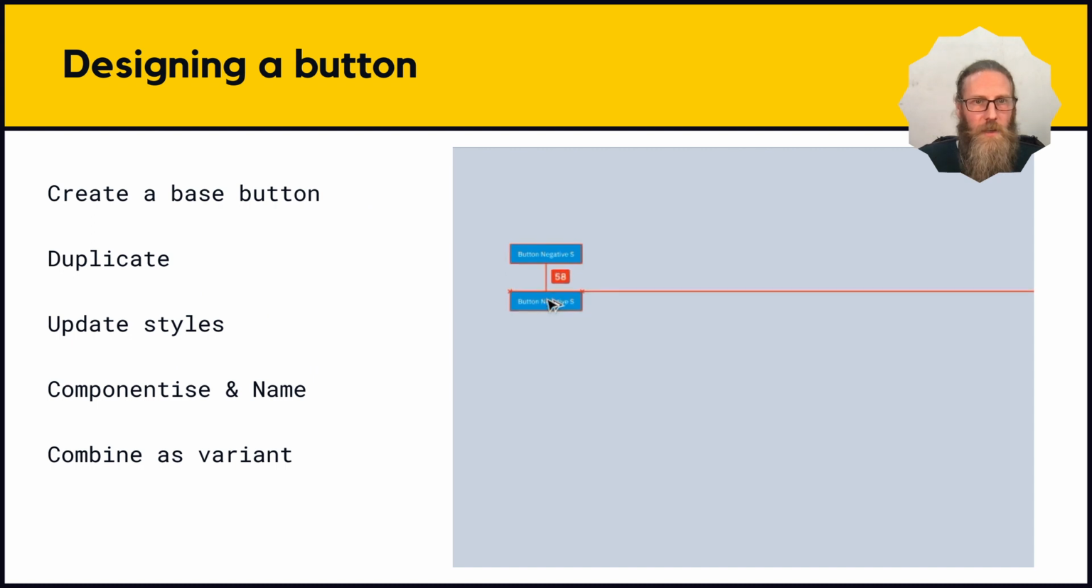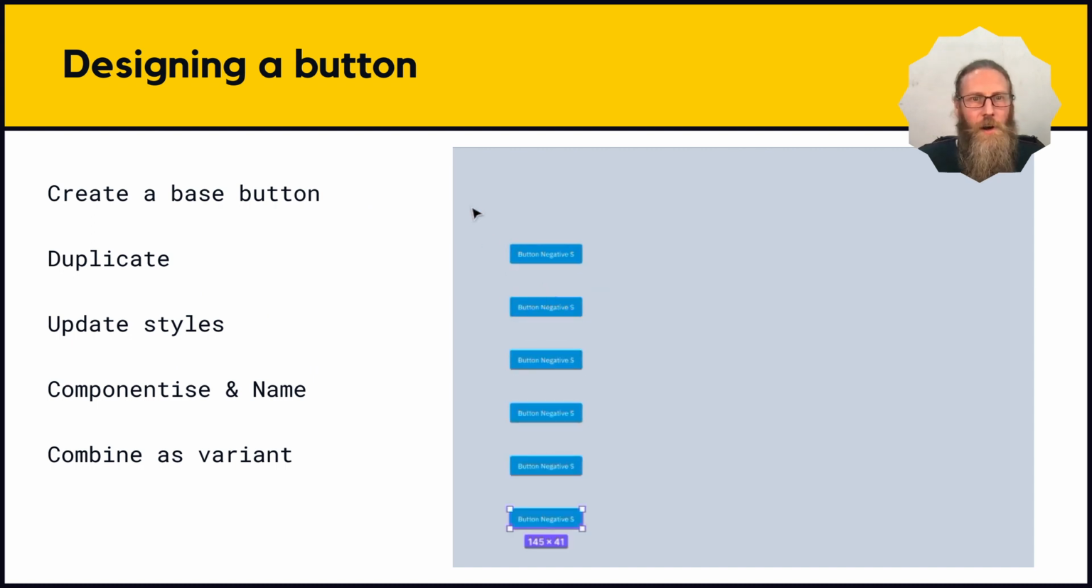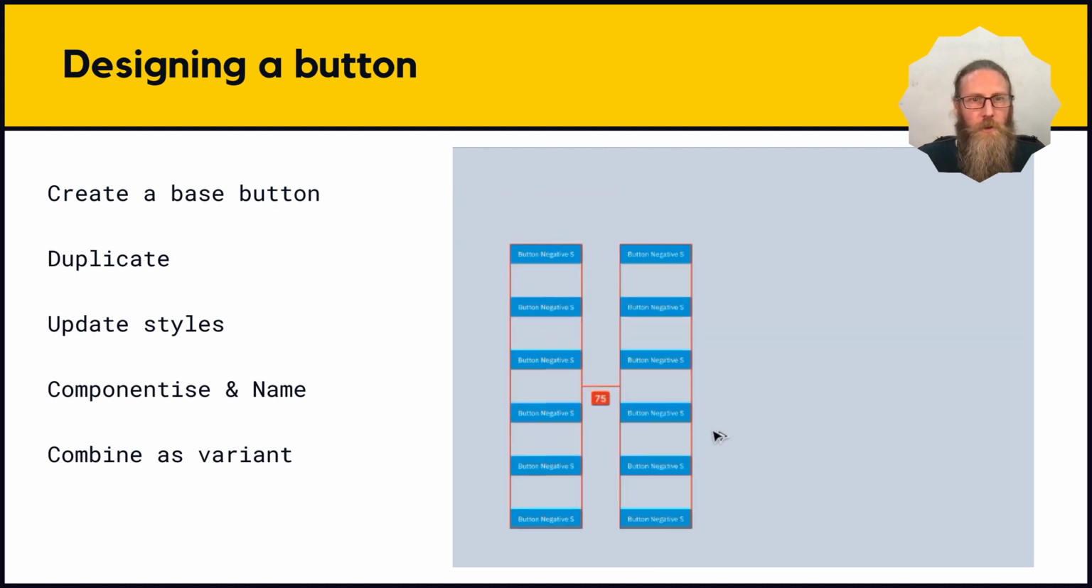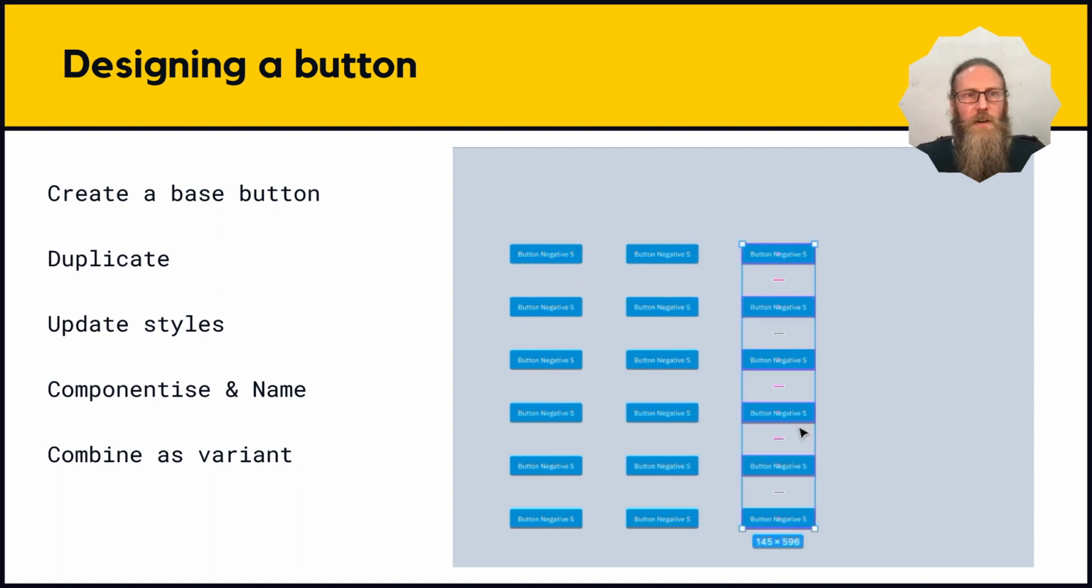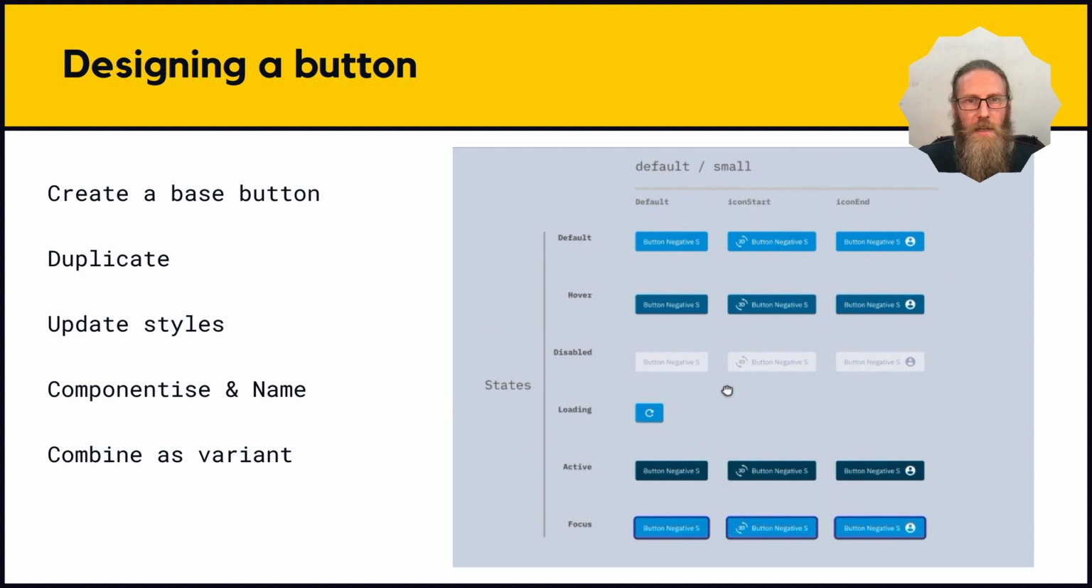We create a base button, then we have to duplicate that a number of times, and to create all the different variants. And after creating all these variants, we have to recomponentize all those, give them naming, and then combine them as variants. And by the time we're done with that, ideally we should be ending up with something that looks like this.